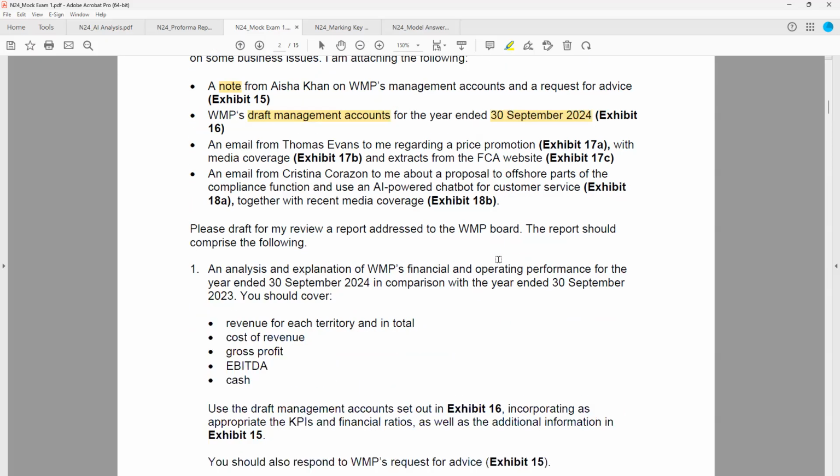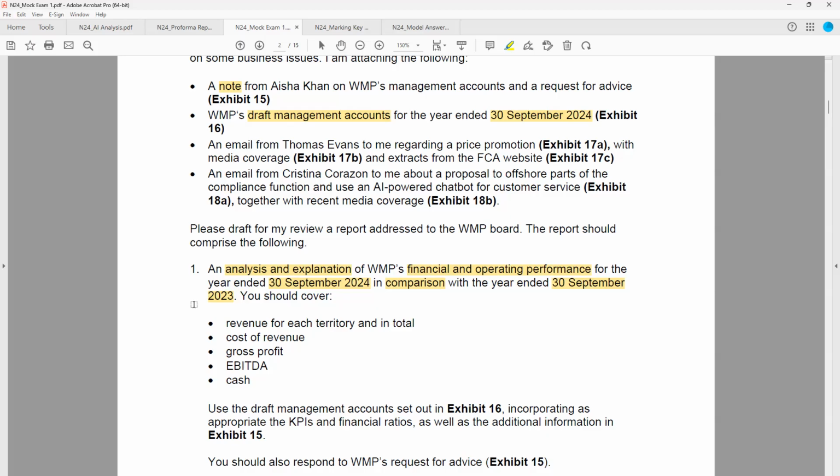And then we've got the specific requirement here. It's crucial that you pay attention to exactly what you are asked to focus on. An analysis and explanation of financial and operating performance for the year compared to the previous year. So very typical requirement 1 there. This is the bit to really focus on.